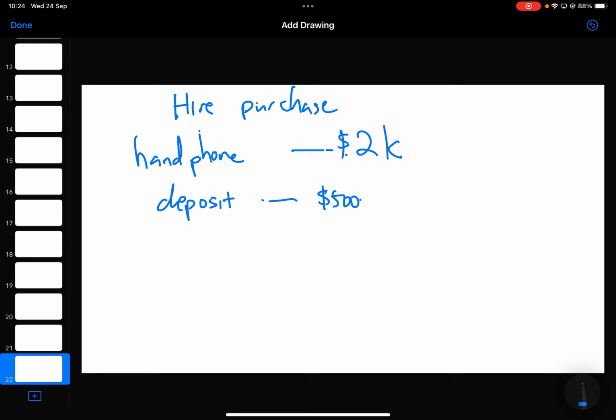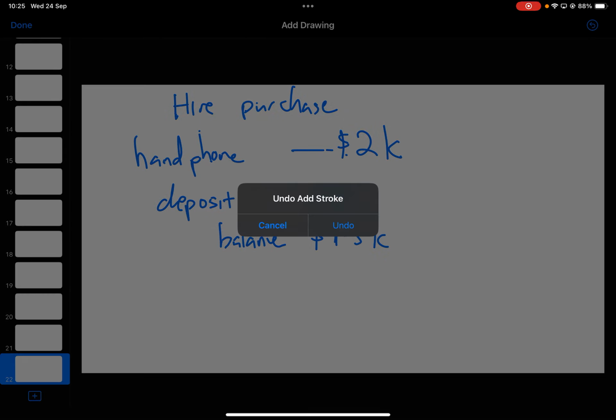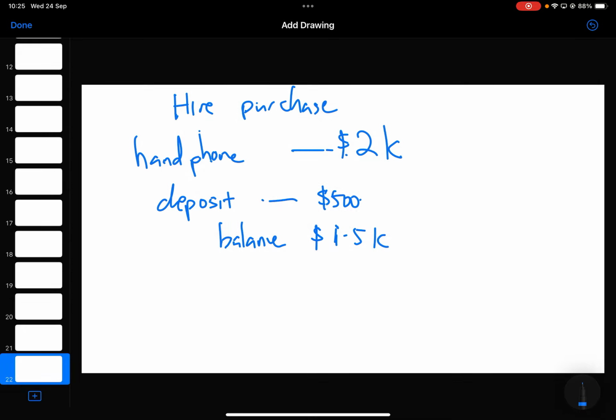Actually, I still owe $1,500. Okay? This one we can call the balance. But when I owe people money, I don't just pay back $1,500 anymore. They will require me to pay an interest. When I borrow money, I need to pay an interest.